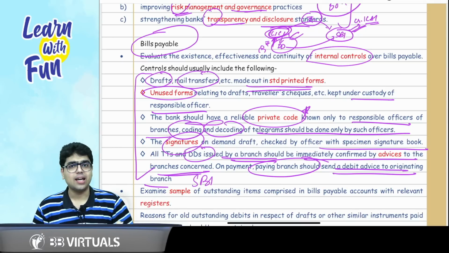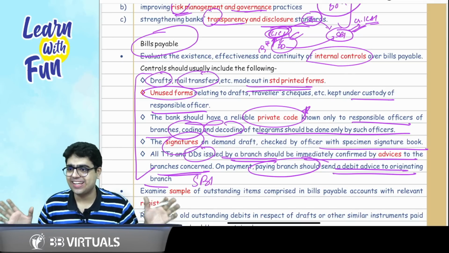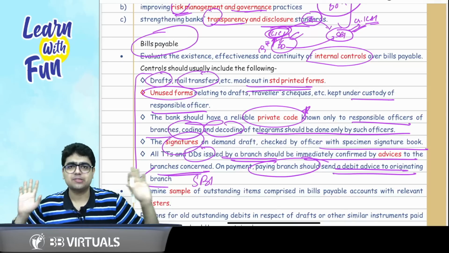Okay, it's a revision. I can't be more slower than this. I have already explained the concept and I have explained the bills payable part.